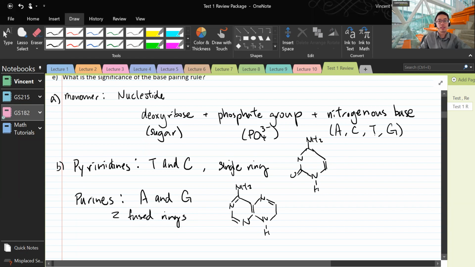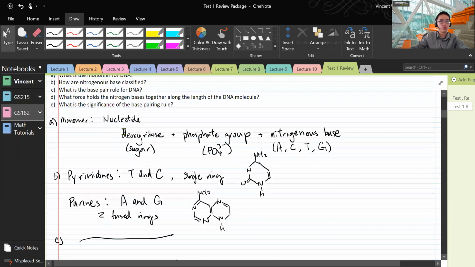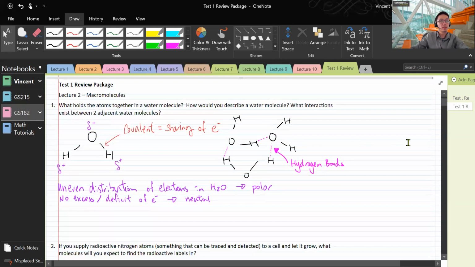All right. Next question. What is the base pairing rule for DNA? Okay, let's say I have one strand here and another strand. Alex is asking me to scroll up. Sure. Like here or even higher? Oh, first question. This one?